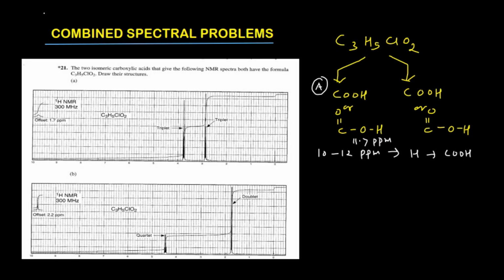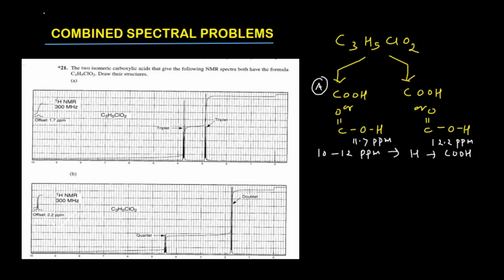And in the next isomer, the peak is offset by 2.2. Again, the scale extends from 0 to 10 ppm, and it is offset by 2.2 ppm. That means the second compound is giving this peak for this hydrogen at 12.2 parts per million. Okay, this thing is quite clear.